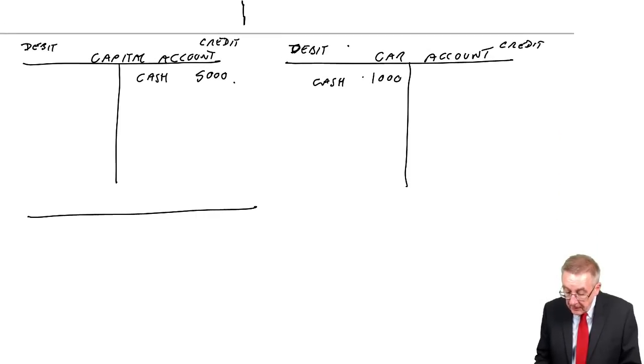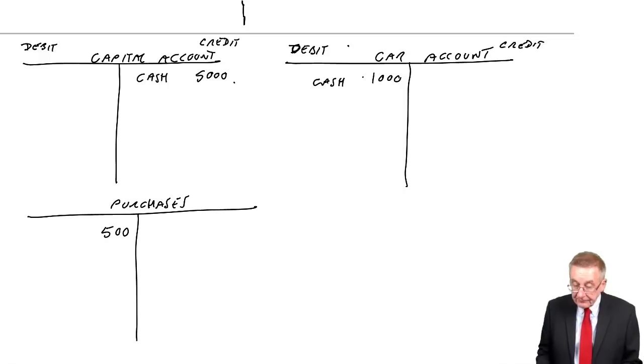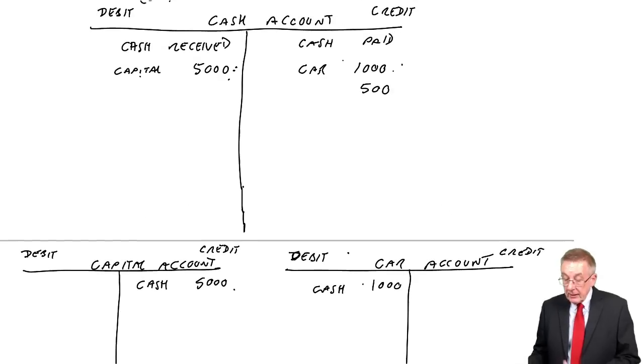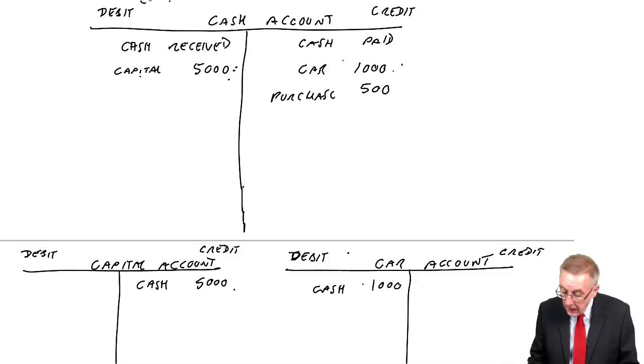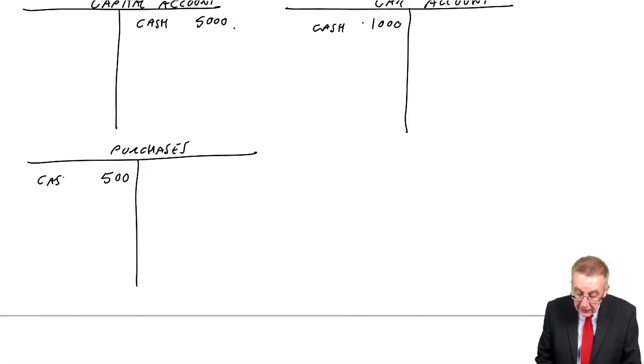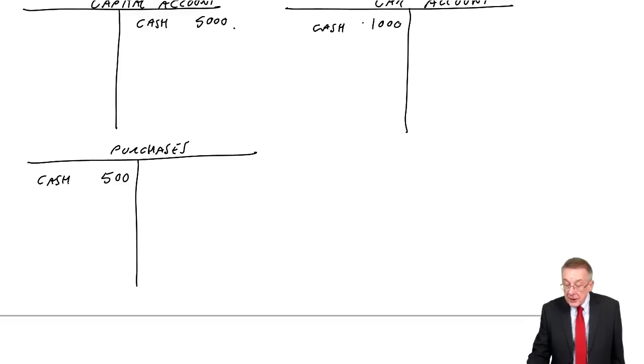So we credit cash because we've paid cash. We'll have a purchases page, the opposite side, so we'll debit purchases with 500. Credit cash, because we've paid cash. The other entry, debit purchases, to record the fact that we've bought goods. It's the purchases account. The abbreviation for account is AC.